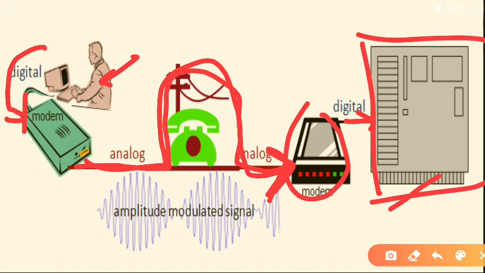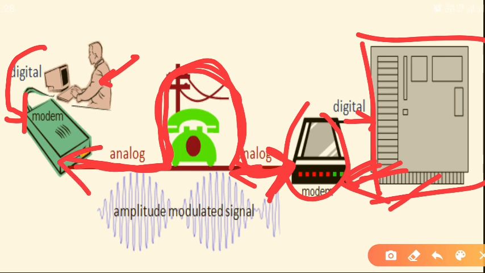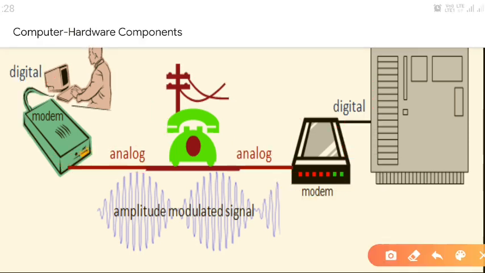Now this server computer will understand your request and it will send again a digital signal to this modem. Now this modem will convert that digital signal which this computer has sent into analog form, and then it will travel and come in analog form to this modem. This modem will again convert this analog signal into digital form, and then your computer can understand this. So this is the process of modulation and demodulation. Who does this? The modem does this.